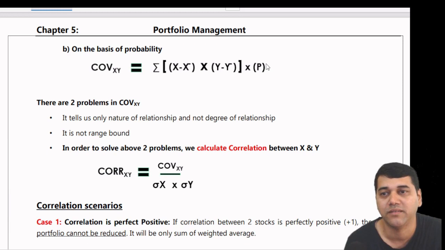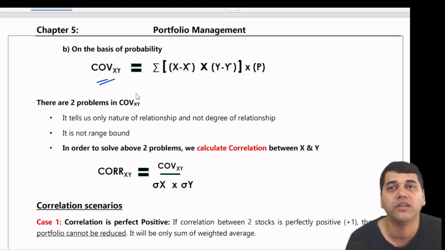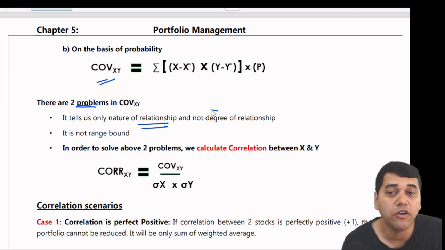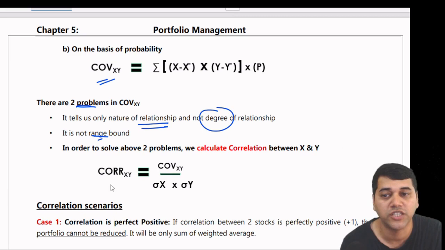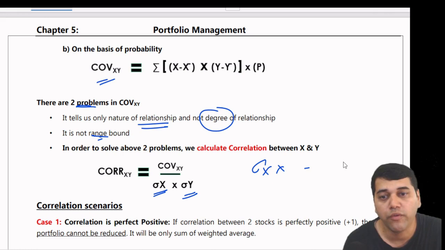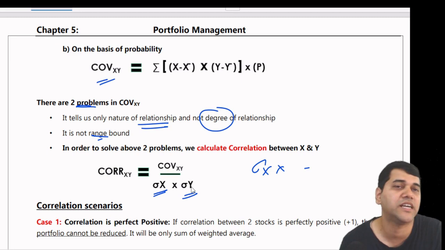Why can't we use covariance alone for our decision purpose? Because there are two problems with covariance. It tells us only the nature of the relationship. When you get a positive number, you say it's positive or negative, but it will not tell me the degree. There is no range for covariance. In order to solve the problem, we calculate the correlation, and the formula for correlation is covariance divided by the standard deviation of x and the standard deviation of y. You divide the covariance by the standard deviations.